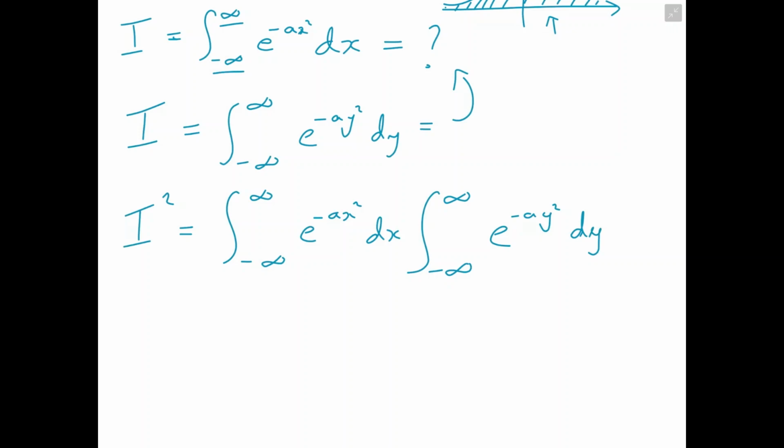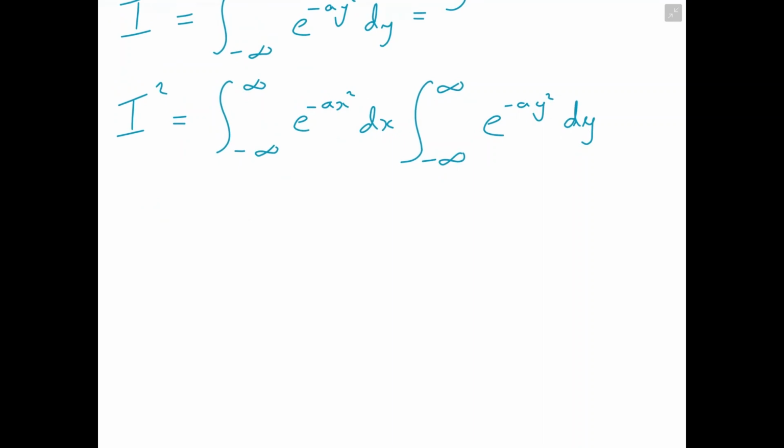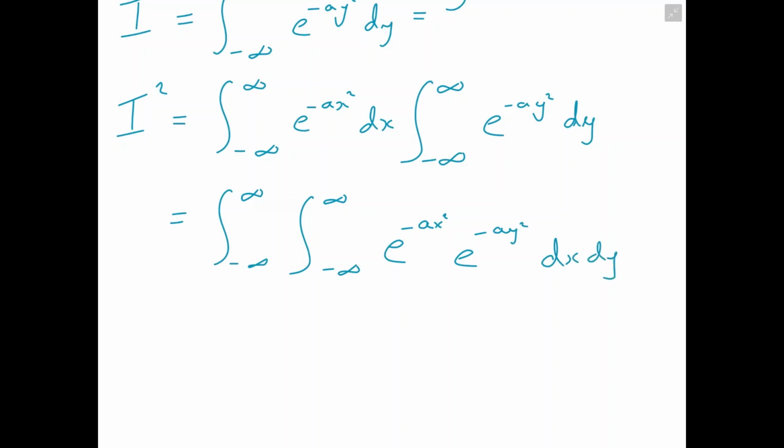Now we've written out this product of integrals. We can rewrite this product as a double integral by moving the integral and the differentials around. So I squared is the same as the integral from negative infinity to infinity of the integral from negative infinity to infinity of e to the minus a x squared times e to the minus a y squared dx dy.